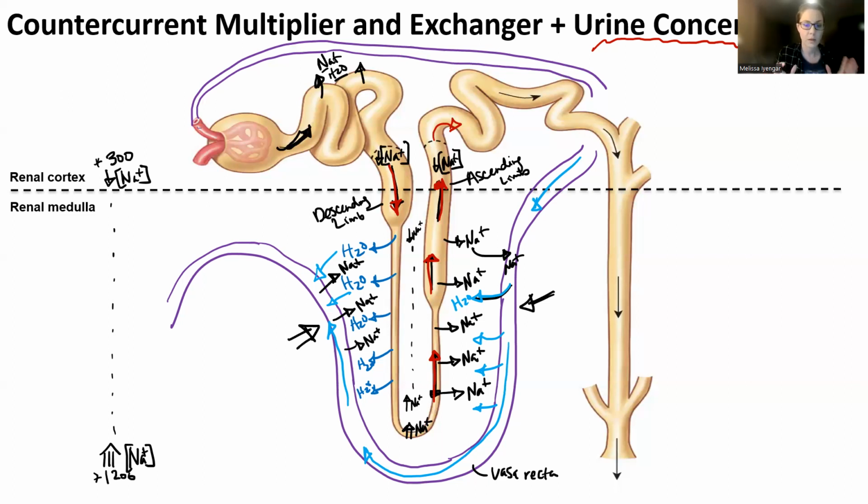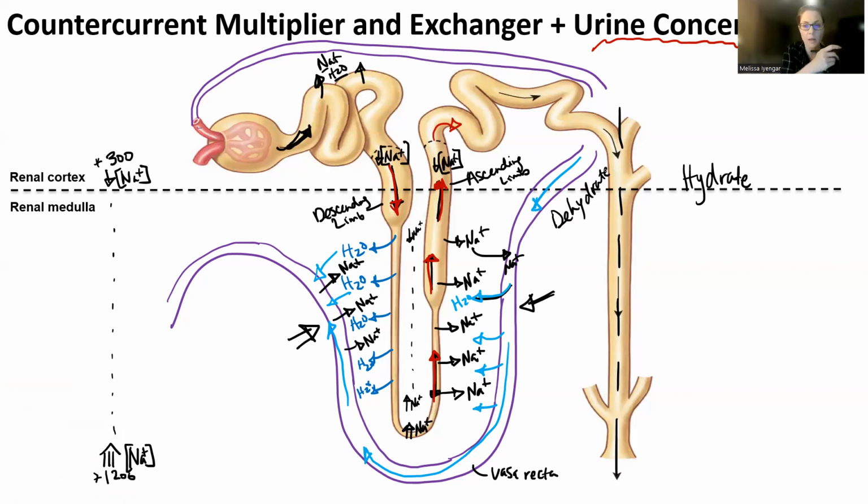All right, I know that was probably a lot. But now let's think about why you want this osmotic gradient, okay? You want this osmotic gradient because you want to be able to concentrate urine. So if you cut your collecting duct into two parts, we're going to think about what's going to happen if you're normal versus if you're dehydrated, okay?